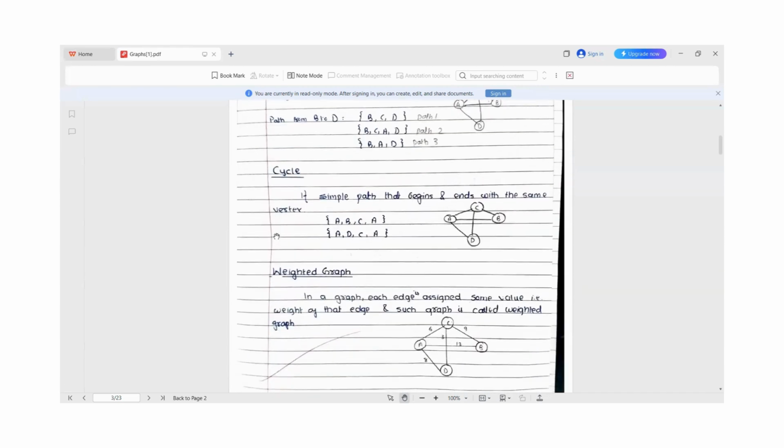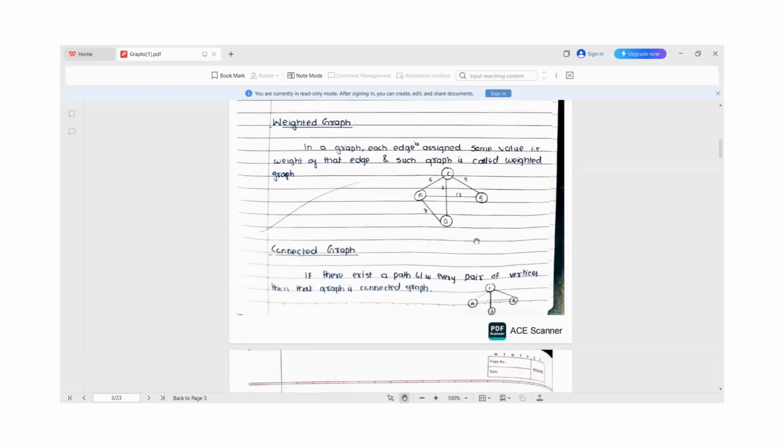There is another concept called cycle. Cycle means that if a path starts from a node and ends on that same node, then that is called a cycle. Here you can see that this is node D. I can go from D to A to C, and again from C to D. The starting and end vertex was the same. So it is a cycle. What is a weighted graph? In a weighted graph, we assign some value to the edges between the vertices.